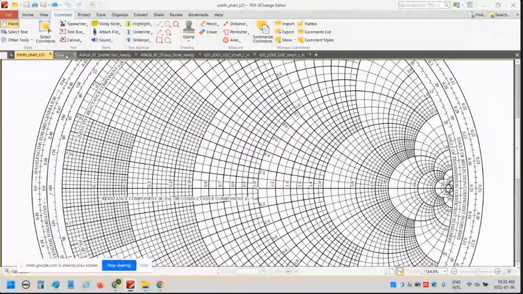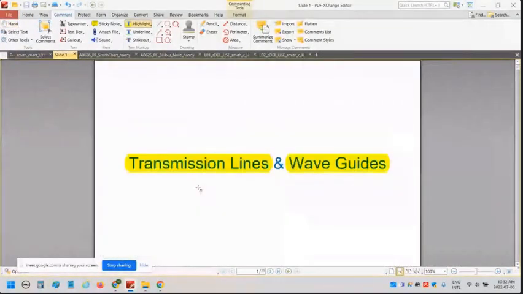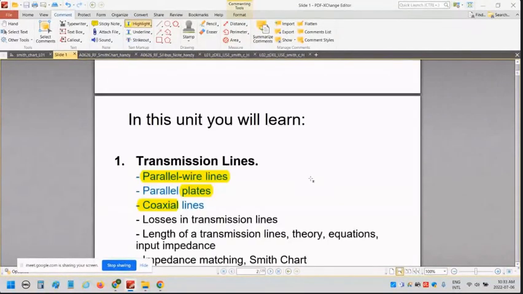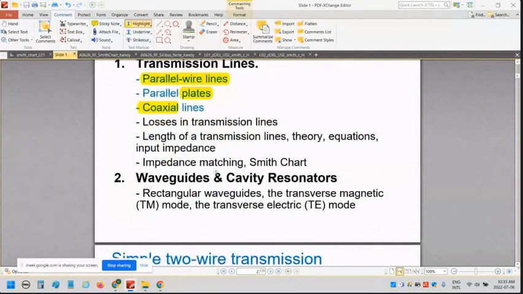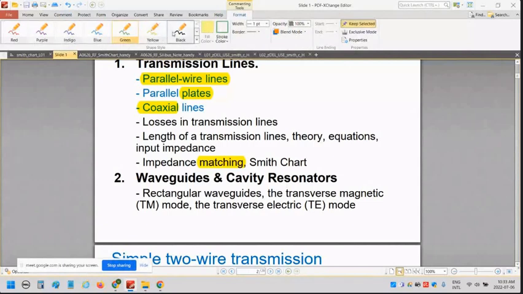About this chapter, it belongs to transmission lines and waveguides. The transmission lines include parallel plates and coaxial lines. This mostly involves communication. What is very important is matching, because they want to get maximum power transfer.